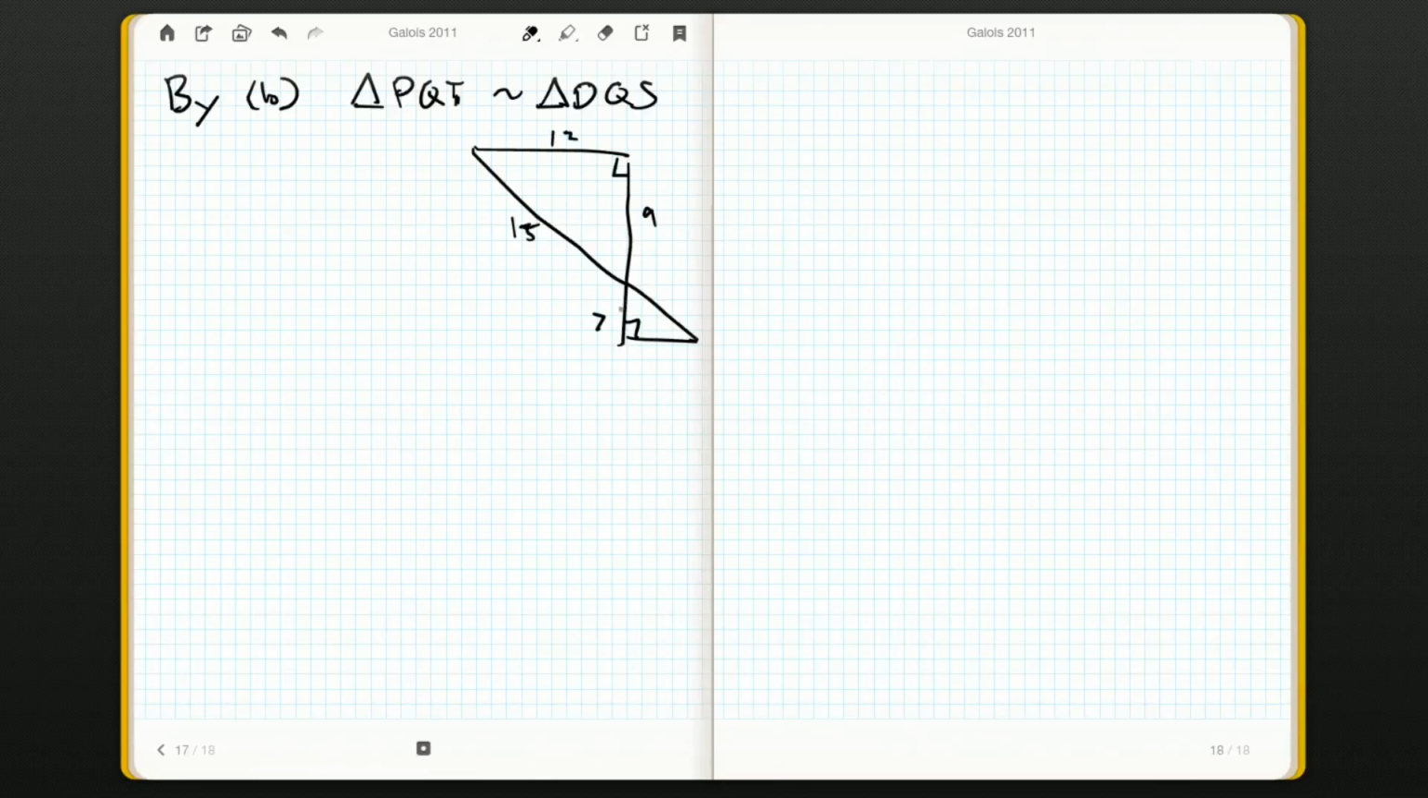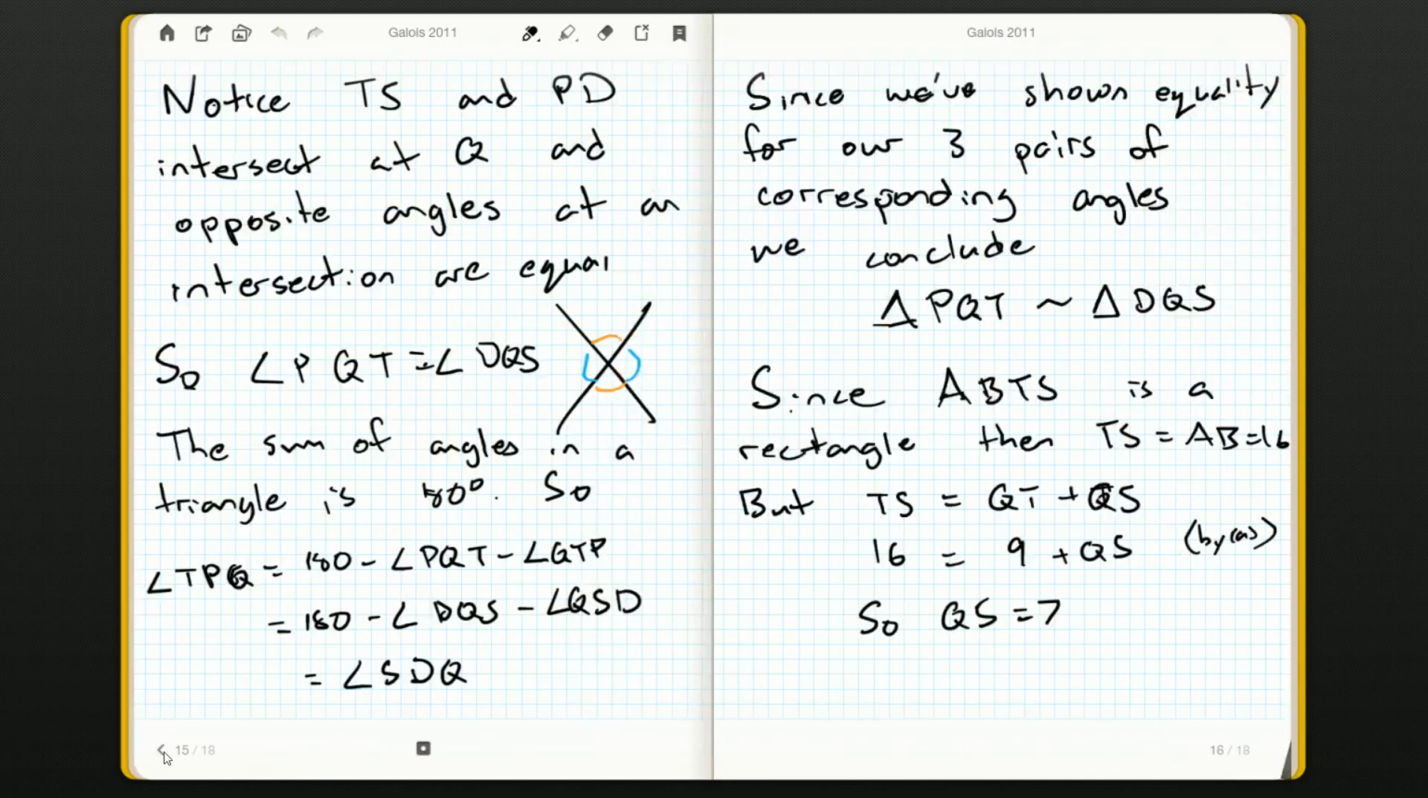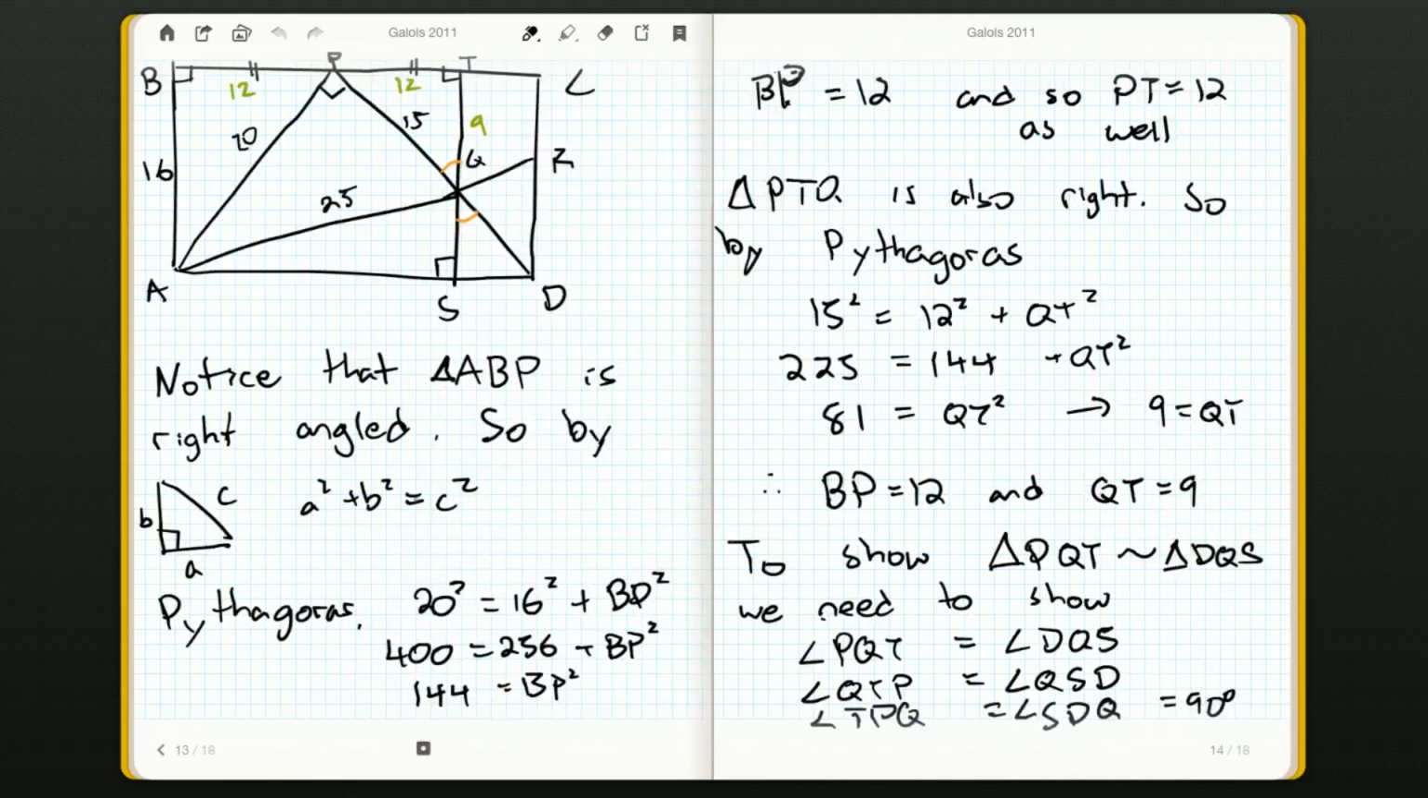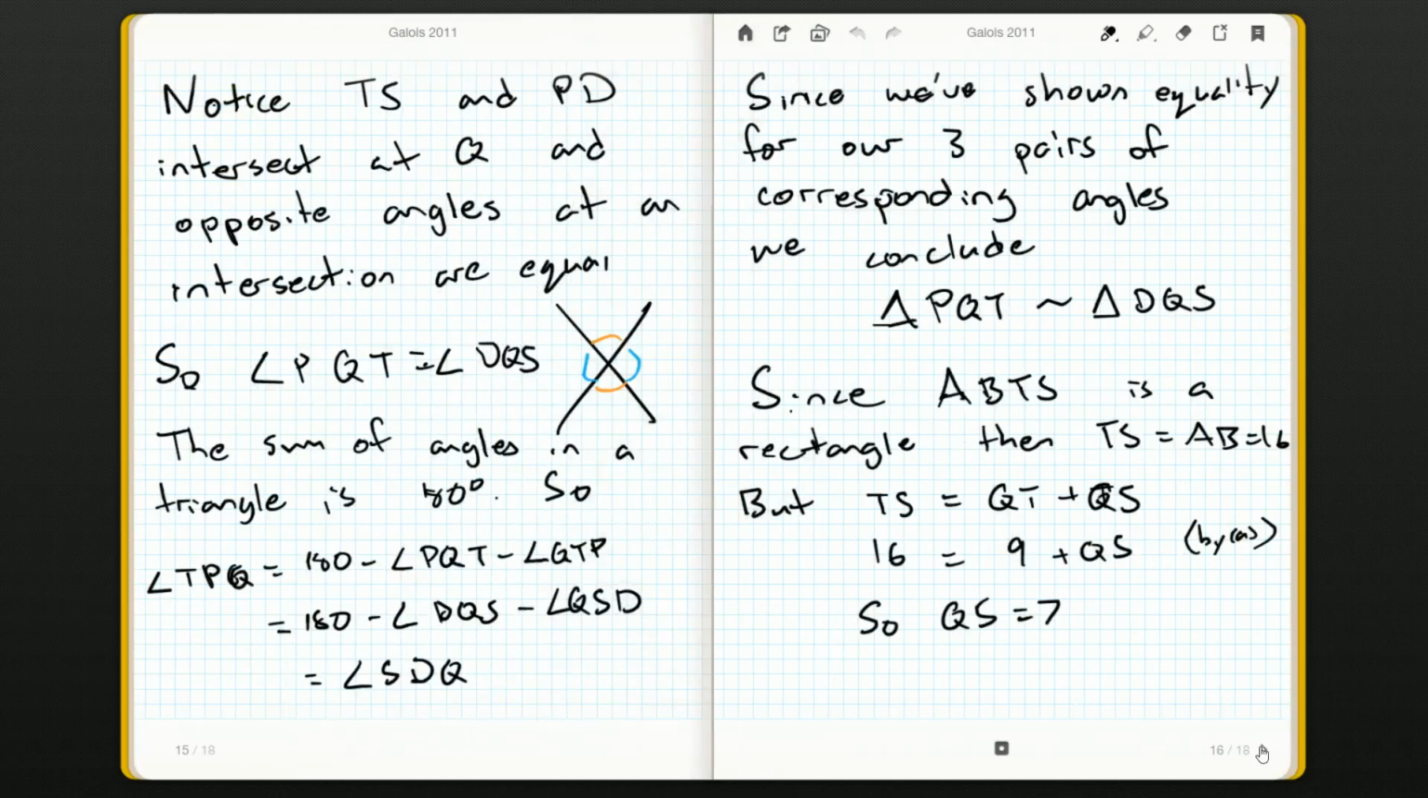Oh, with this 7 here, just as a little side note, if we go back a little bit, there was another way we could have figured out what QS was. We have a 25 here, and so AQS is a right angle triangle. It's got hypotenuse 25, and its length AS will be 12 plus 12, again because it's a rectangle. So we'll have 25 and 24 here. 25 squared minus 24 squared is going to be 49, which is 7 squared. So that's another way you could have worked it out. So both ways are equally valid.